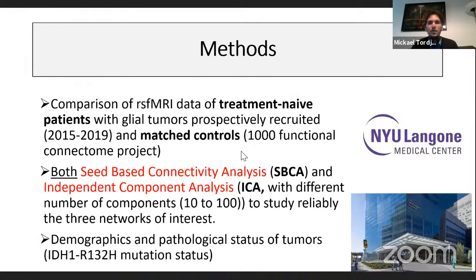The patients were treatment-naive patients with glial tumors who were prospectively recruited from 2015 to 2019. We also used matched controls from the 1000 Functional Connectomes Project. We used both seed-based connectivity analysis and independent component analysis, and we used different numbers of components to reliably study these three networks of interest. We also correlated with the pathological status of the tumor, and in particular, the IDH1 R132H mutation status.